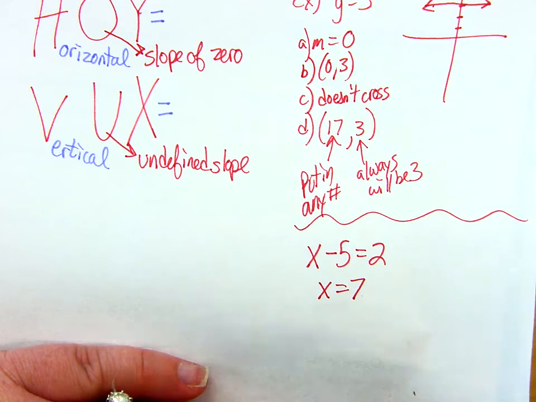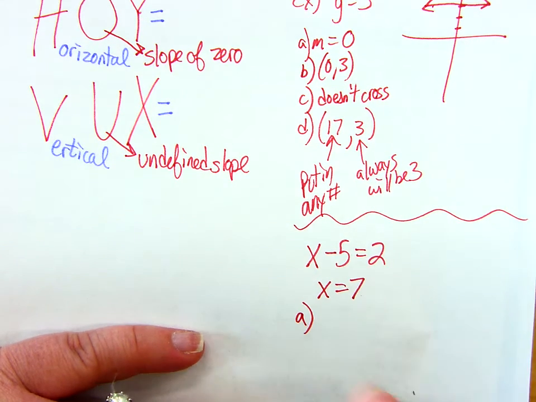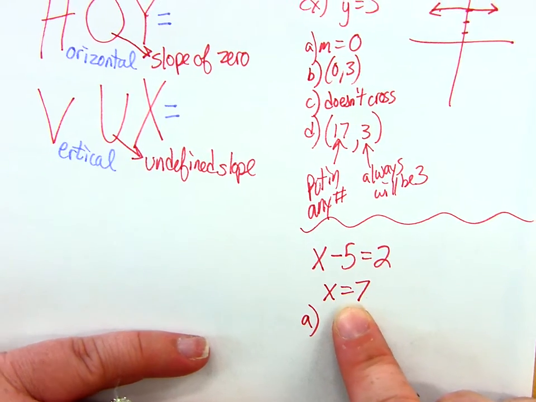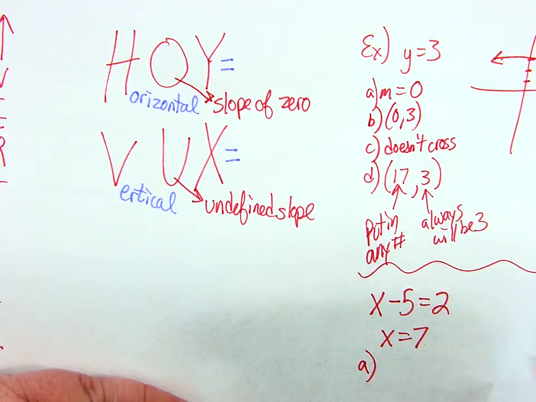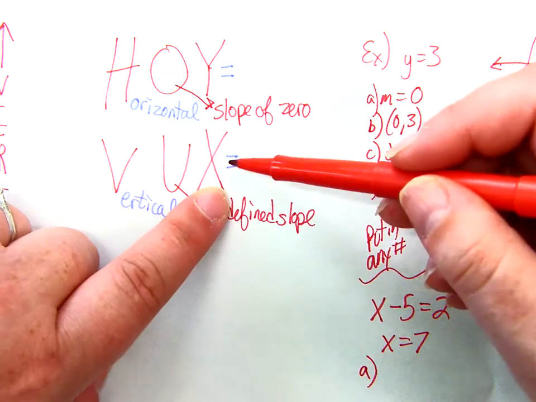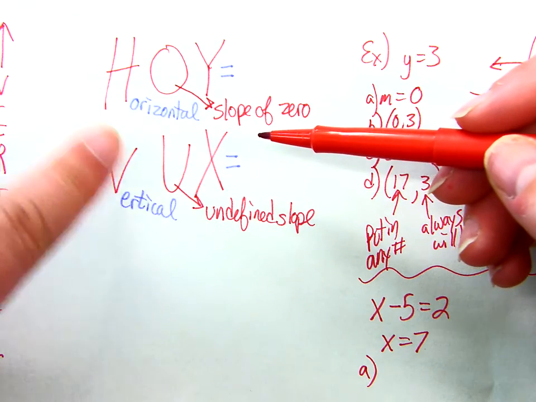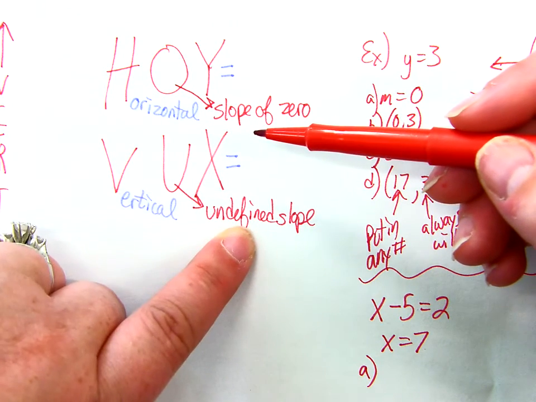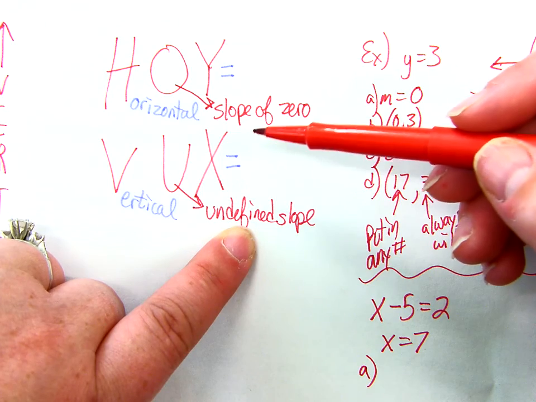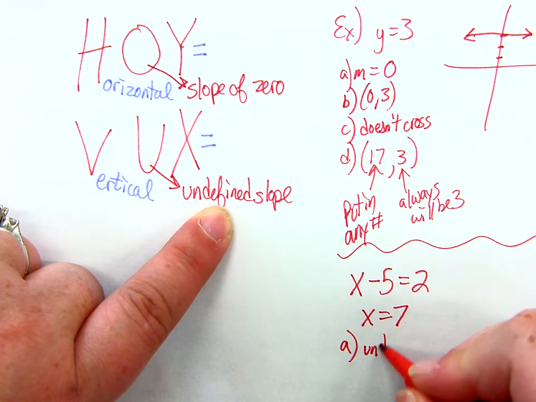All right, so I'm going to ask you the same 4 things. What's the slope of this line? Well, since I have an equation x equals, am I dealing with HOY or VUX? VUX, because I have the x equals here. So this is all the information that I need. The slope is undefined, so that's my part A. So I have an undefined slope.